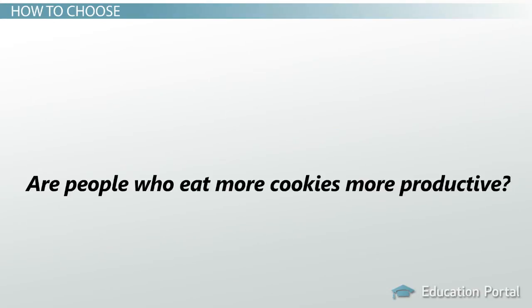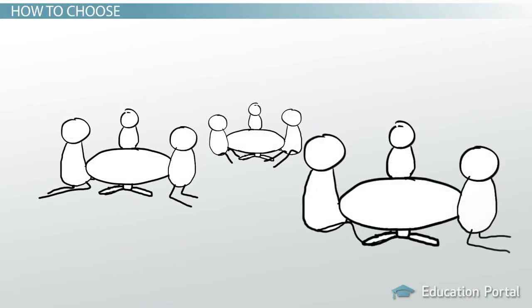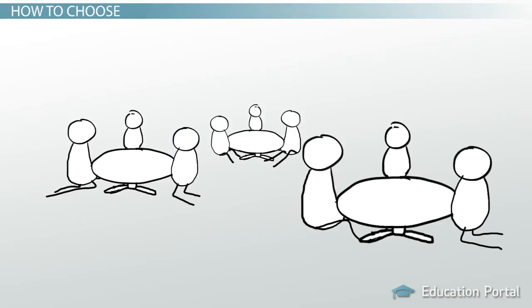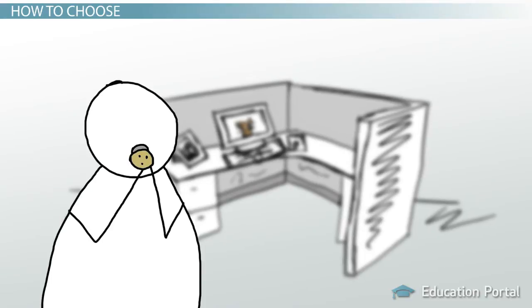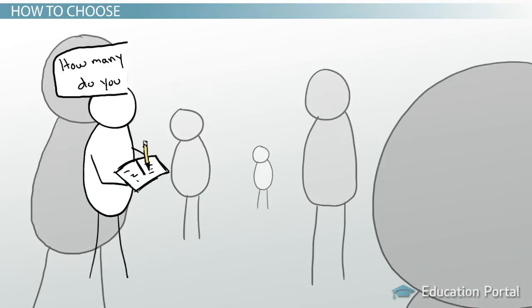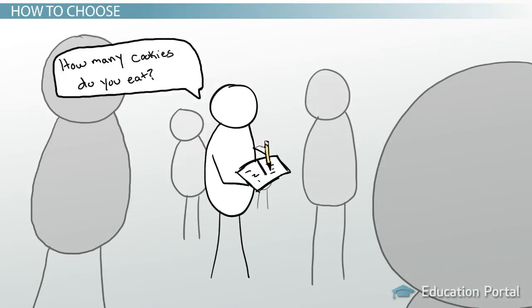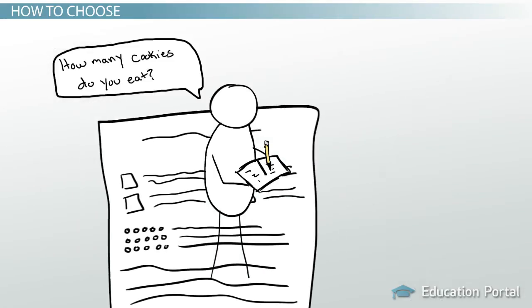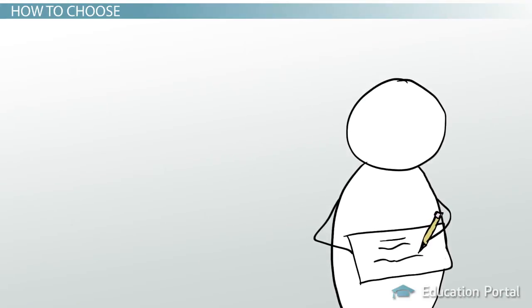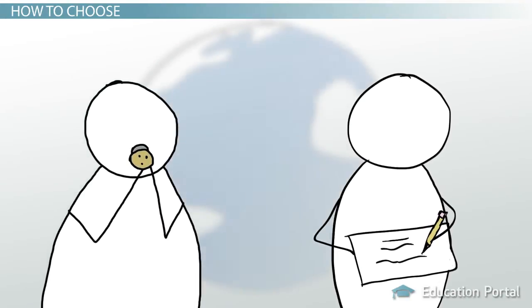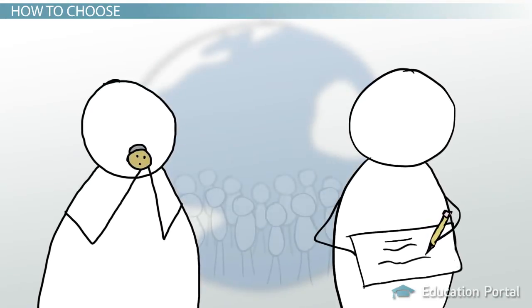Are people who eat more cookies more productive? In this question, we're wondering how people are without creating an artificial situation. We are trying to understand the natural world without manipulation. So we would go out and ask people about their productivity and their cookie consumption. This type of question, collecting information through surveys, questionnaires, or interviews, would lead a researcher to select the survey technique. A researcher often selects surveys when they are interested in understanding a sample of the population as they are.